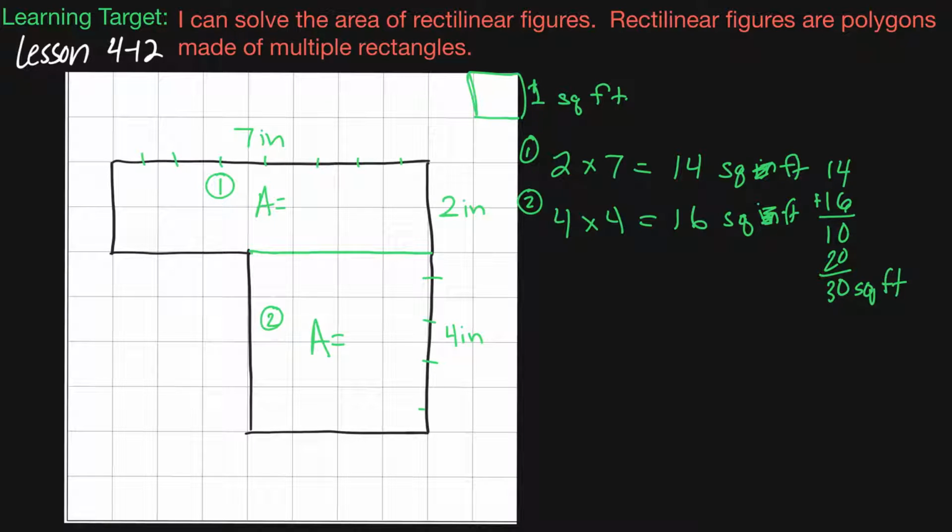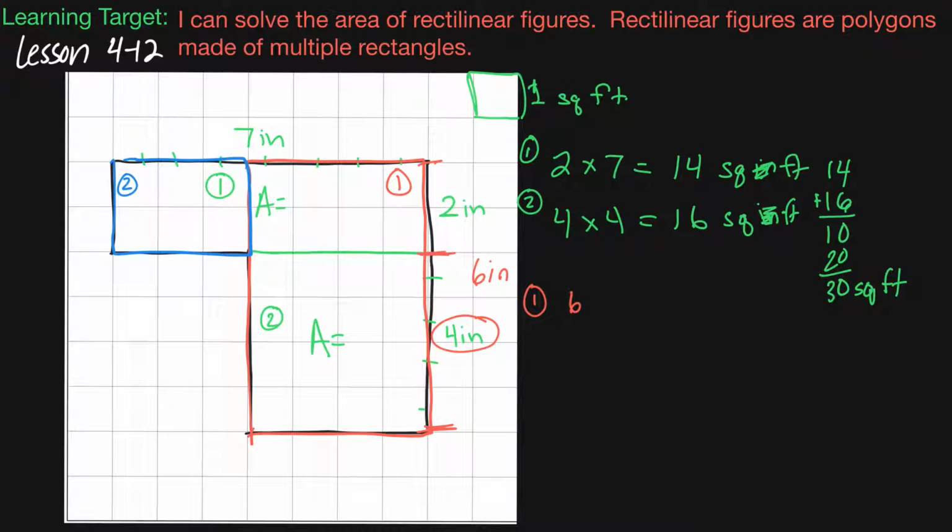I'm going to choose a new color, and I'm going to show you a different way in red of how we could have divided this rectilinear figure into separate rectangles to solve. I could have divided this, which would have made the rectangles look a little bit different. I would have had one large rectangle in red. We'll label this number 1. And then I'd have a smaller rectangle here in blue. We'll label that 2. I know that it's 4 inches from here to here, and it's 2 from there to there. So I know my whole length is going to be 6 inches.